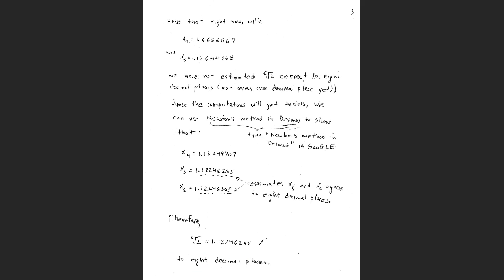Okay. Well, at this stage, here's what we have. Here's x sub 2, the second approximation, and here's the third approximation using Newton's method. We have not estimated the sixth root of 2 correct to 8 decimal places yet. We don't even have 1 decimal place correct yet, because after the decimal point, x sub 2 has a 6 there, and for x sub 3, the third approximation, after the decimal point you have a 1. We're not even correct to 1 decimal place yet.